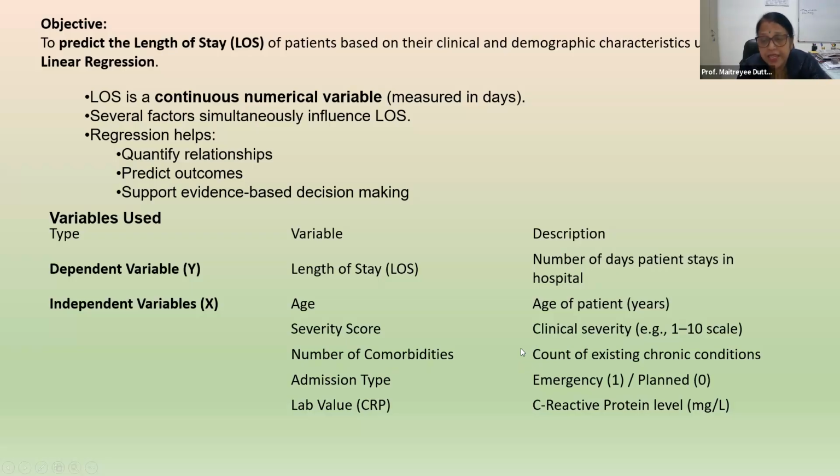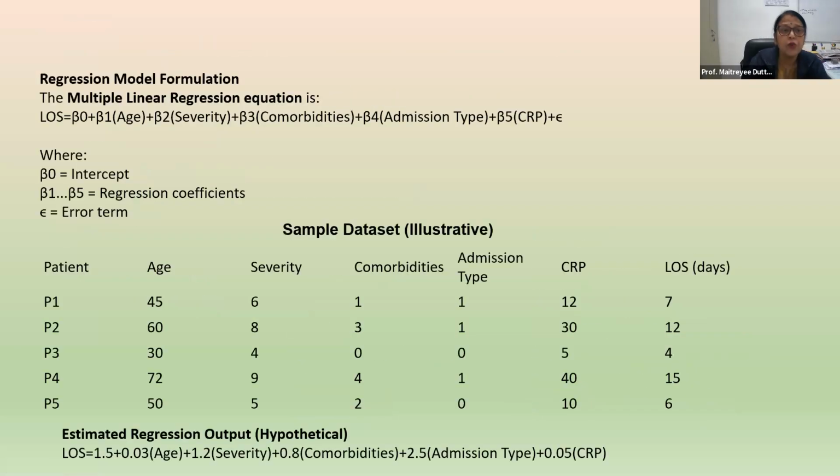If you are from the medical side, you must be knowing better than me, right? This is your count of existing chronic conditions. Admission type, that means emergency or planned, or the lab value, that means CRP value, if you want to calculate what is their C-reactive protein level, right? These are some variables we are taking, and we want to calculate the LOS of a patient or patients in the hospital. So how to calculate?